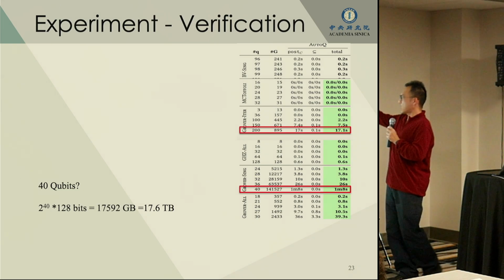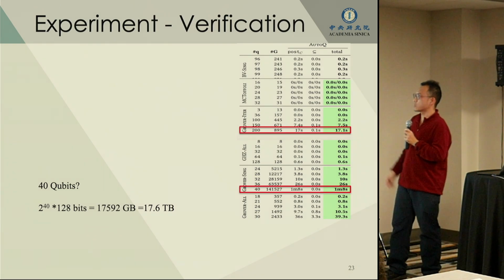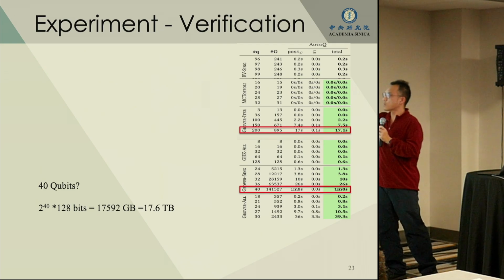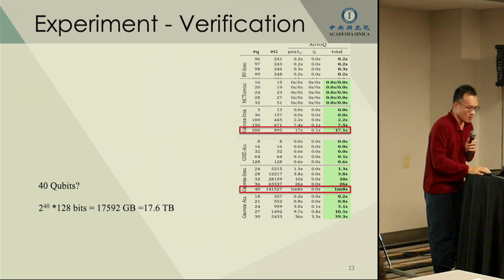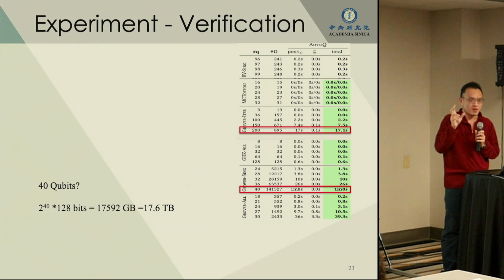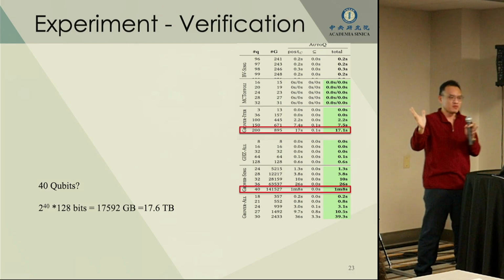Here are some experimental results to show you how it behaves. For the Grover iteration example, we can verify things like 200 qubits in 17 seconds. But this is because Grover's algorithm has a very special structure, like one branch has a high value and the other branch has a very low value.